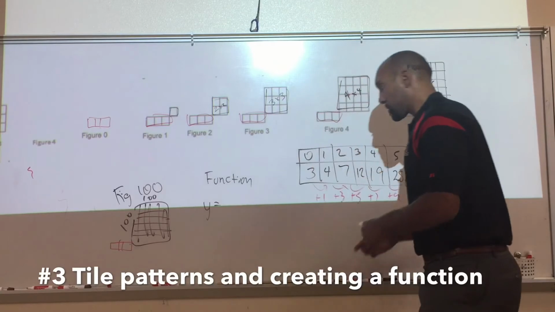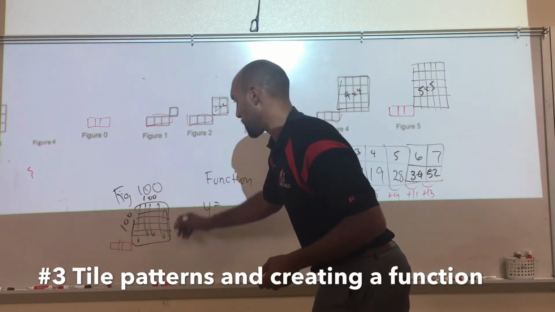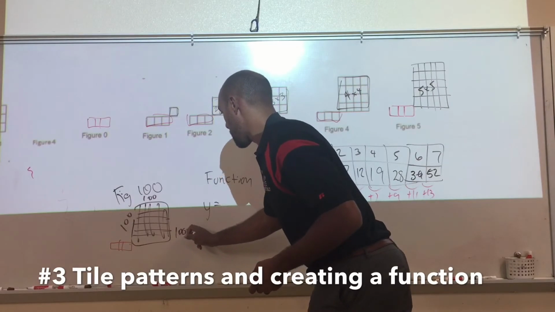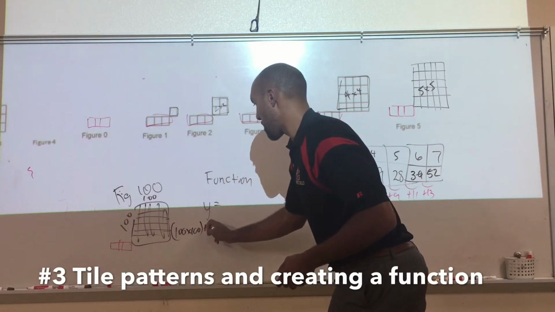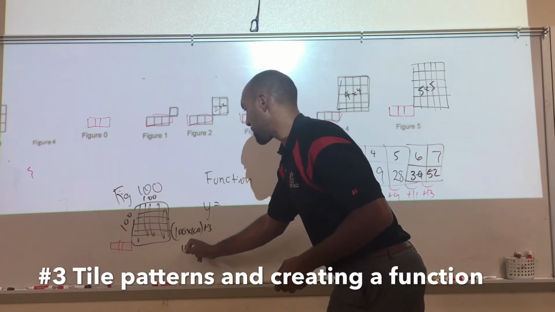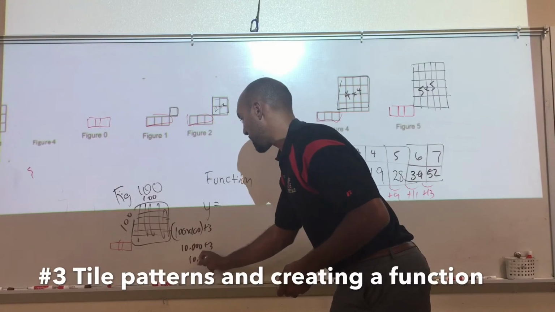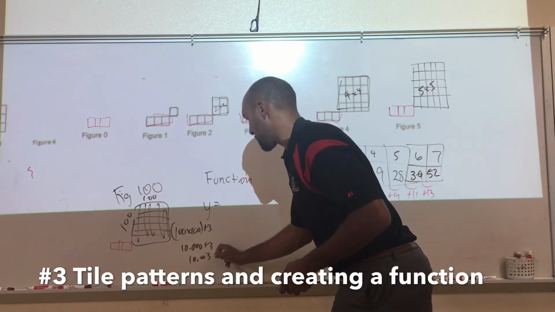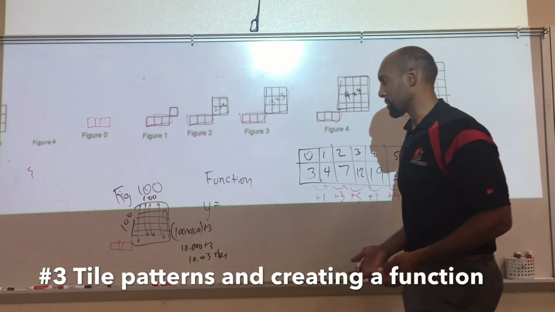Okay? So now, how do we figure out the total? Well, we have to do 100 times 100. And then we'd have to add 3. So 100 times 100, 10,000. Plus 3, 10,003 tiles. Sorry, that looks terrible, but it's 10,003 tiles, okay?